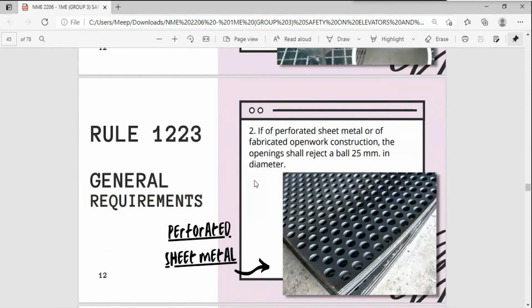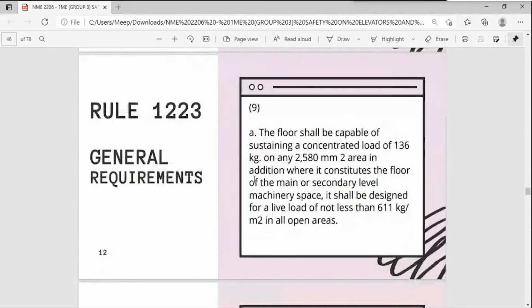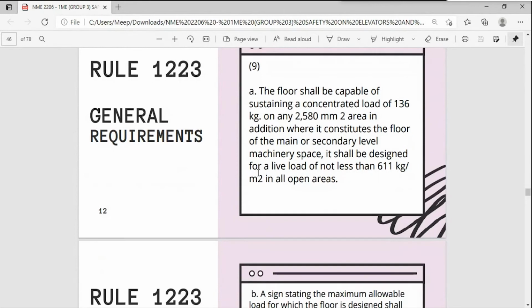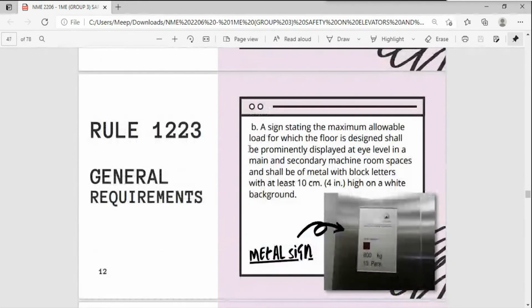So next, the floor shall be capable of sustaining a concentrated load of 136 kg on any 2,580 mm squared area. In addition, where it constitutes the floor of the main or secondary level machinery space, it shall be designed for a live load of not less than 611 kilograms per meter squared in non-open areas. So dito tinetest kung pasado ba sa recommended weight ng elevator, para na rin maiwasan ang accidents kung bibigay ang elevator.